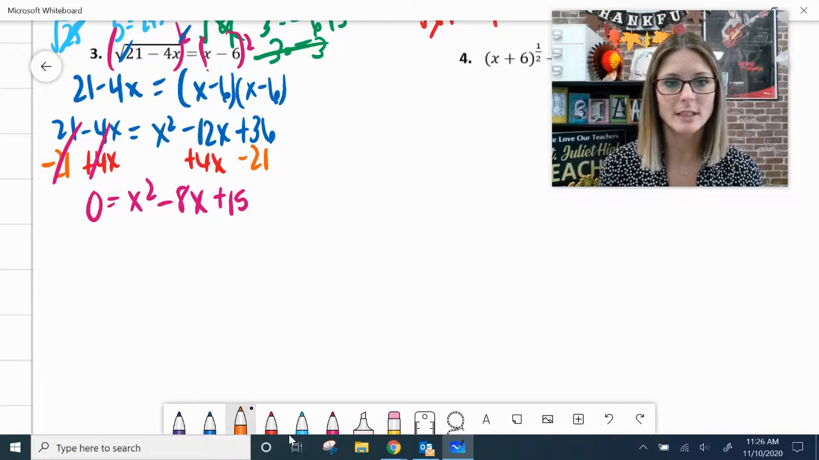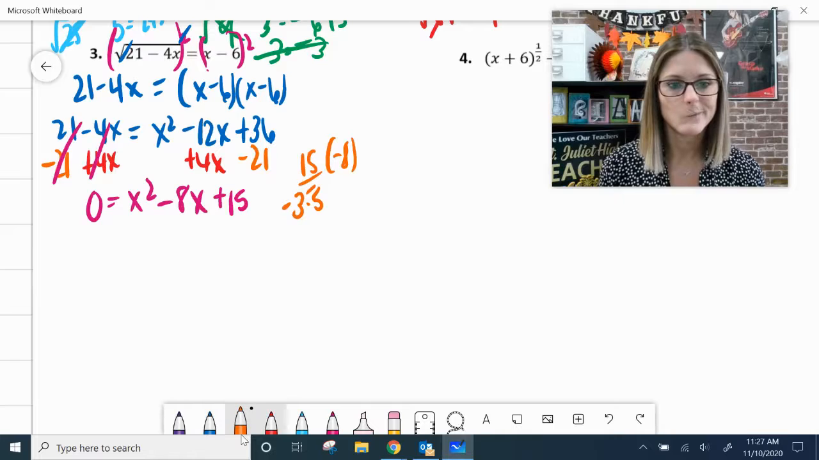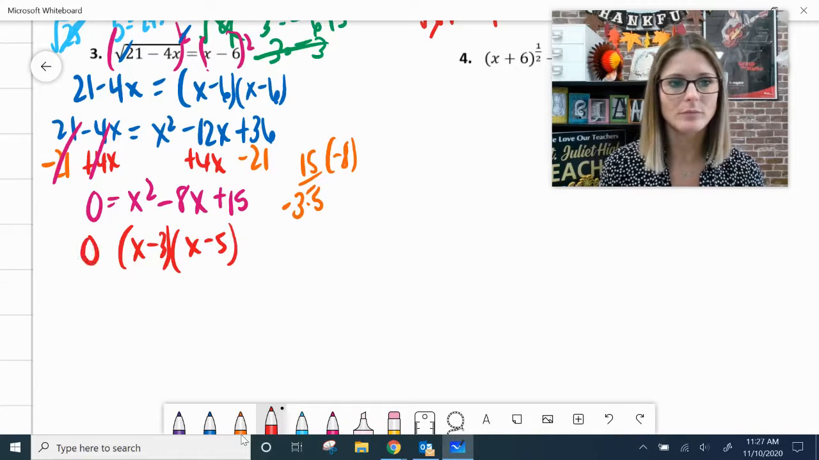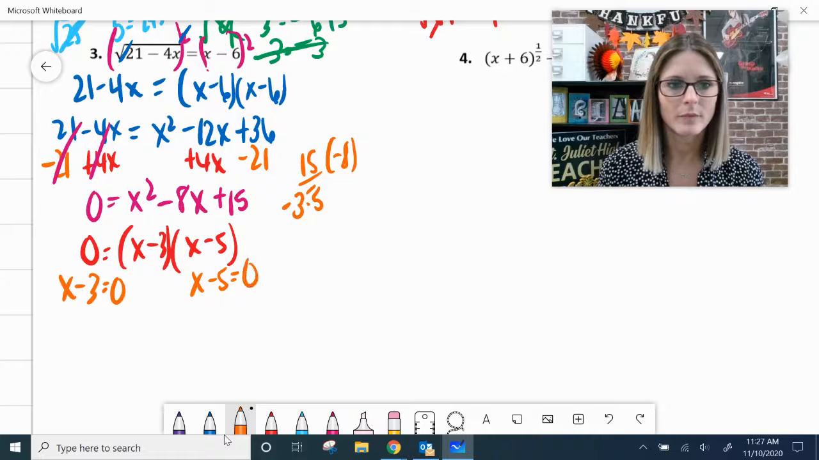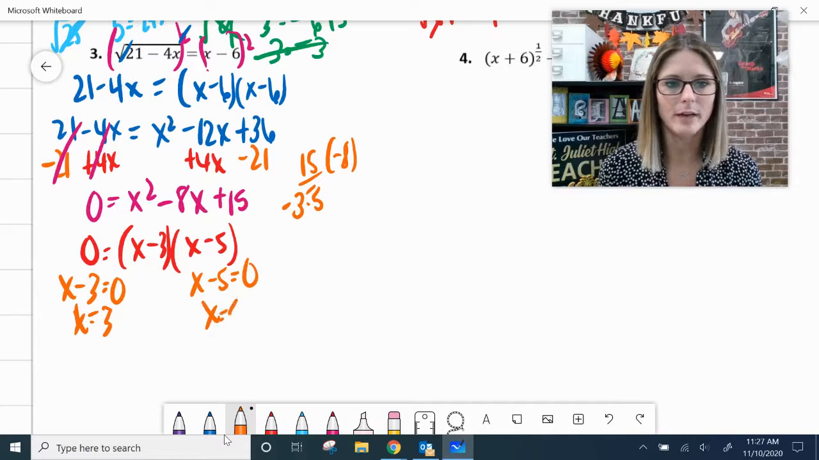All right, factor. So let's think about the factors of 15 that would add up to a negative 8. 3 and 5, if they're both negative, they will multiply to a positive 15, and they would add to a negative 8. So let's use that. X minus 3, x minus 5. Set each of those equal to 0 and solve. If I add 3, I get positive 3, add 5, positive 5, and check our answers.